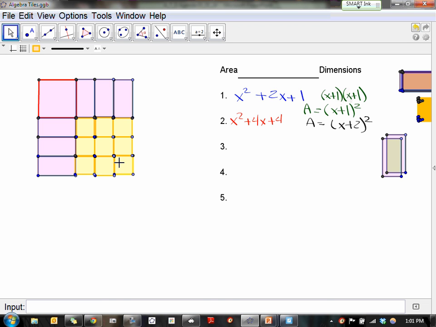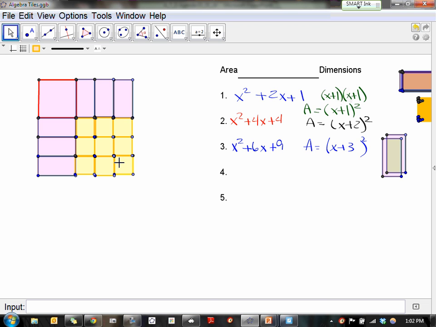What is the area of this newly created square? X squared plus 6x plus 9. So we have an x squared plus 6x plus 9. So our area is calculated by taking the dimensions of.